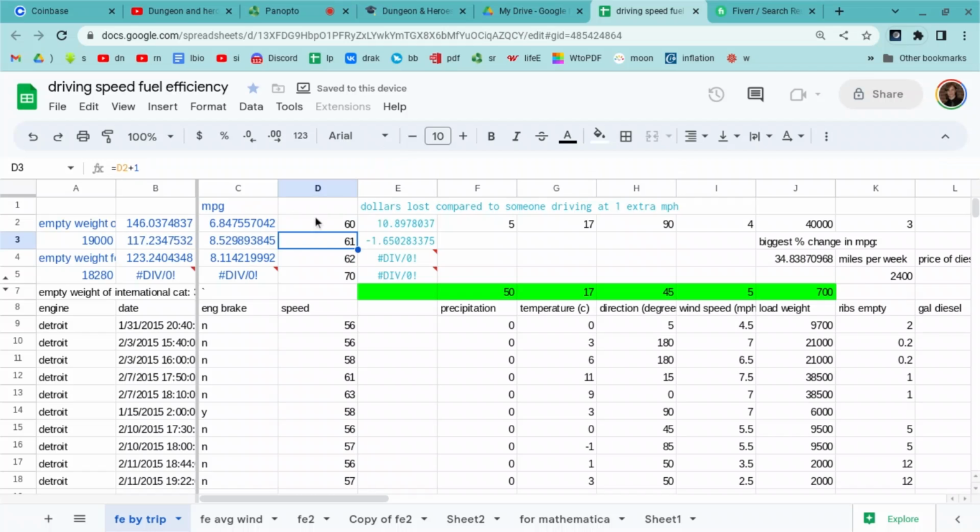And then we can see, okay, let's do 60. 60, yeah. So 60 is bad fuel economy. 61, look at this change. It goes from 7 miles per gallon to 8.5 miles per gallon. So that's a drastic change. So obviously you want to drive 61, but then you go past that, this number is negative because basically you're starting to lose quite a bit in diesel if you go to 62 miles per hour.